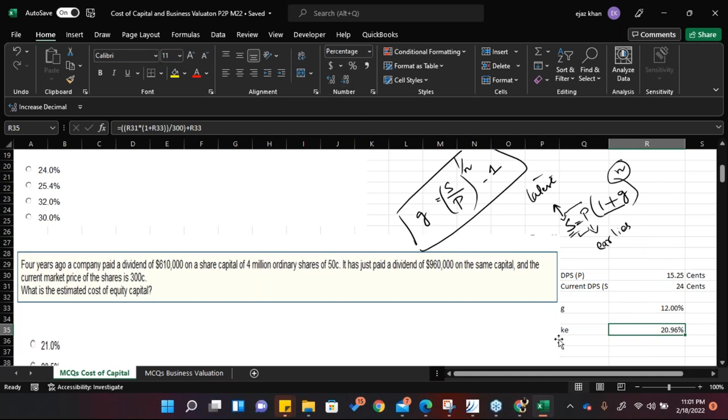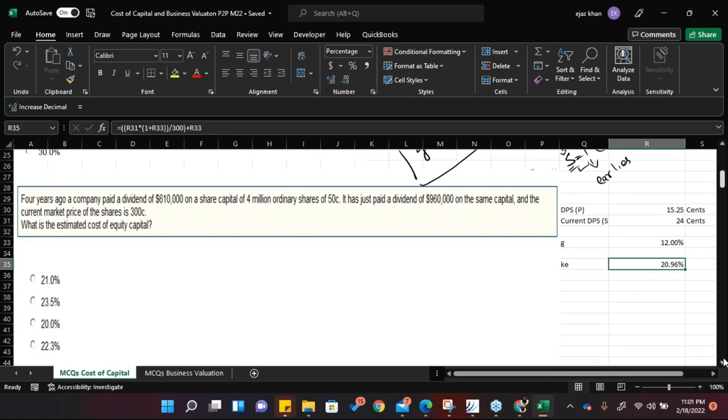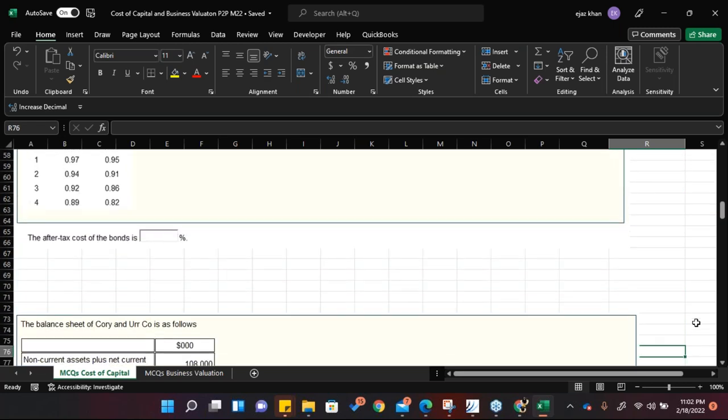So it's 20.96. The cost of equity is 20.96. Do we have any option? Yes, if we round it off to a single decimal place, it's 21%. So the first option, cost of equity is 21%. Okay.